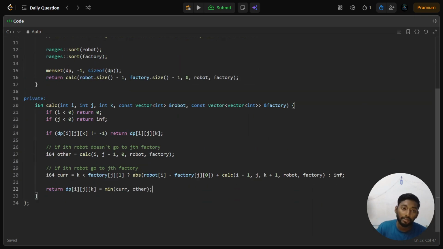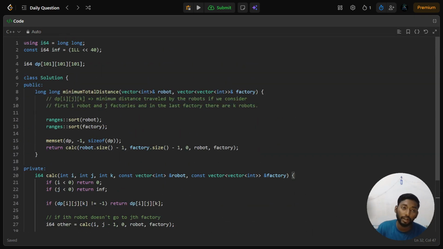So what is the time complexity of this? If the size of the robots is n and the size of the factories is m, then sorting is n log n and m log m. And now the state of the DP will be 100 cross 100 cross 100, which means 10 to the power 6 nearly, so it will pass.